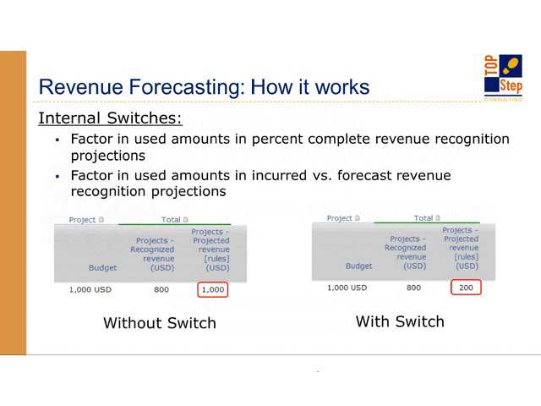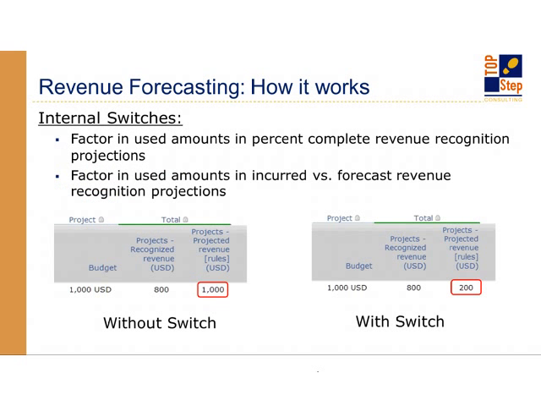So without the switch on the left, you can see the project budget is $1,000, pretty small project. It's going to forecast or project the entire 1,000 if you don't have that switch enabled, even though you've already recognized 800 of it. If you enable this switch, you will only be able to forecast a total of whatever is remaining on that rule, which is $200 in this example.